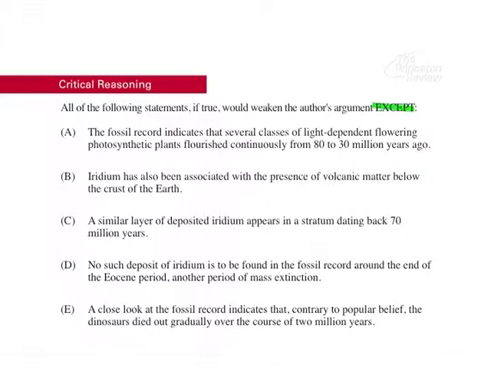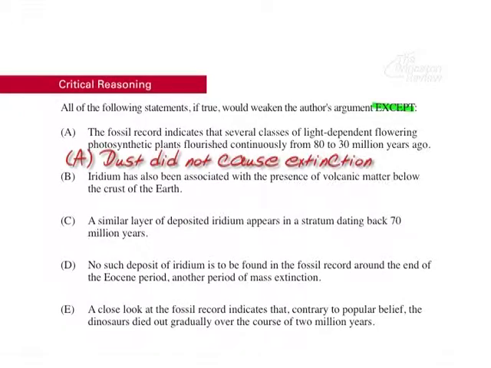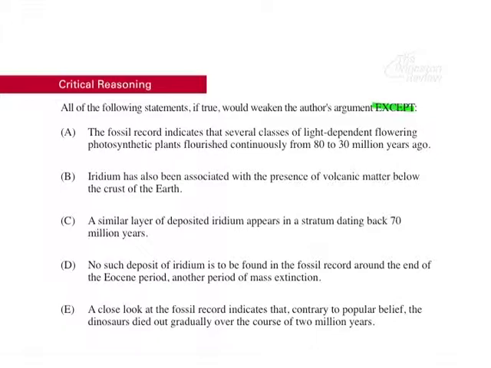But I thought that dust from the meteorite blocked out all the light. So if there was enough light for plants, then maybe there was enough light for dinosaurs also. Does this make you less likely to believe the author's argument? Yep. So I guess that it weakens it.